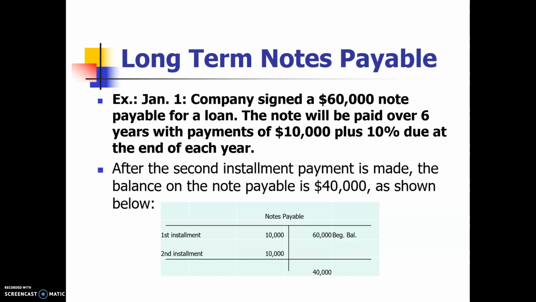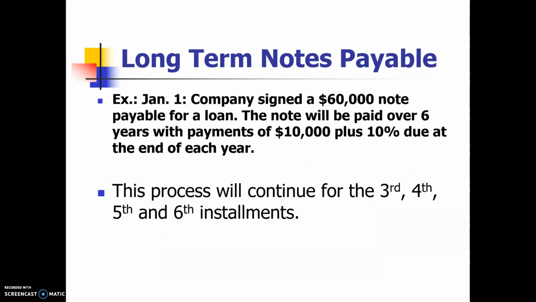This will make our balance now $40,000. $10,000 is the current portion of the note payable, and then the other $30,000 is the long-term liability from this note. And so this will continue for the third, fourth, fifth, and sixth installments until we've paid off the whole $60,000 balance.